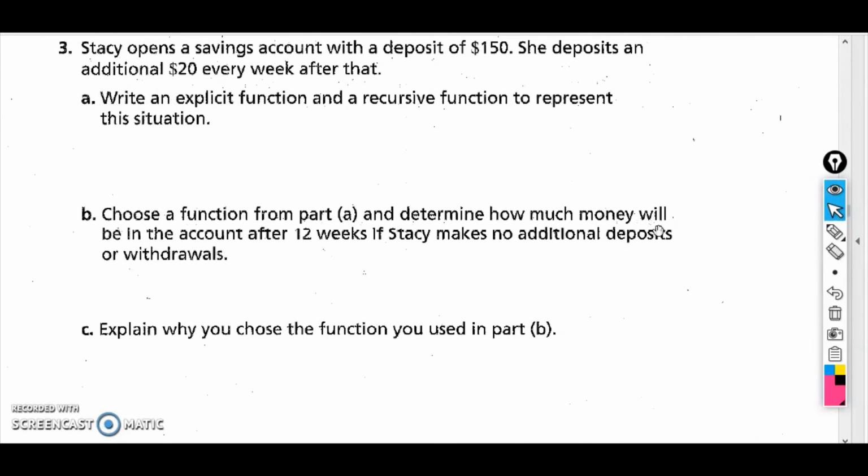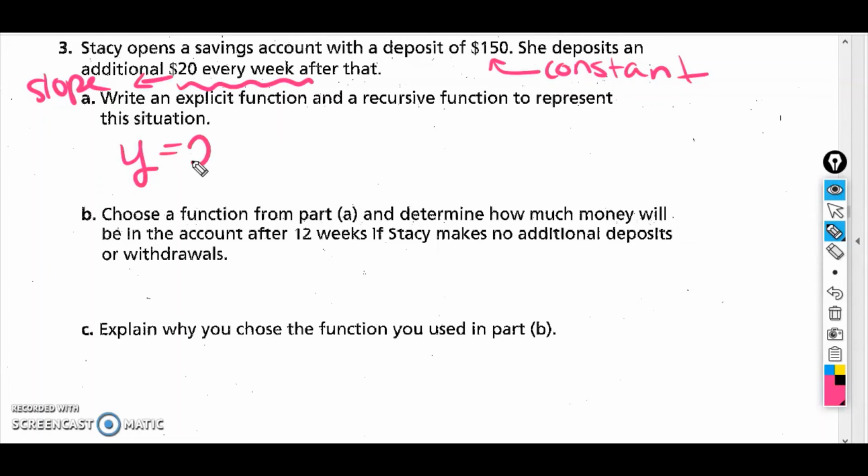Next one. Stacy opens a savings account with a deposit of $150. She deposits an additional $20 every week after that. Write an explicit function and a recursive function. So let's do this. When you do $20 every week, that means 20 is your slope. You started off with 150, so that's your constant. This part we've done before for the explicit. So that would be y equals 20 times however many weeks plus 150, because that's what you started with. Let's look at the recursive function.